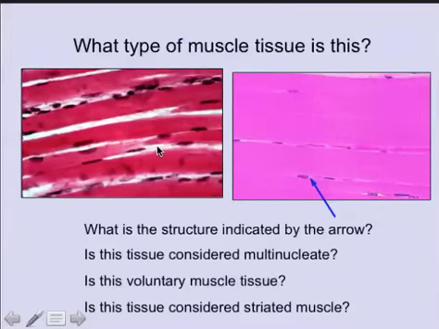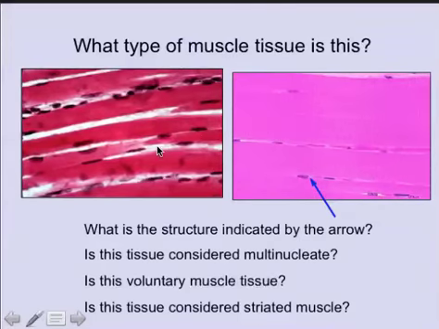Is this tissue considered multinucleate? And the answer would be yes. The way that skeletal muscle tissue forms is that the cells that are eventually going to become skeletal muscle gather into a group during development and then lose their intervening cell membranes and become one giant multinucleate cell.